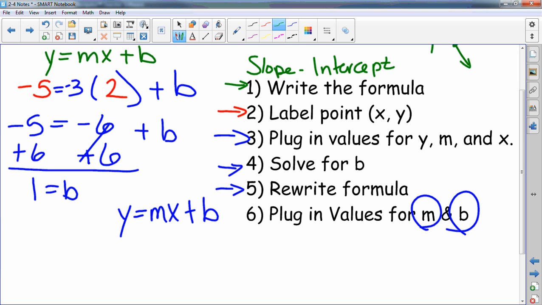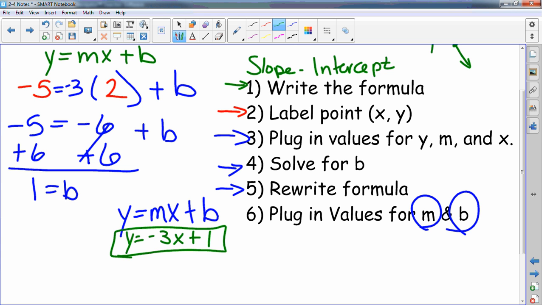So just plug in m and b. Well, what is m? Negative 3. And what is b? 1. That is the equation of a line. Never, when I write the equation of that line, do I use the point 2, negative 5. I only use 2, negative 5 to find the y-intercept. Once I have the y-intercept, I no longer need it to write the equation of a line.